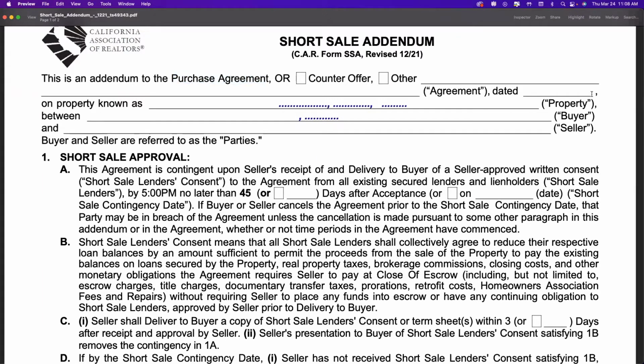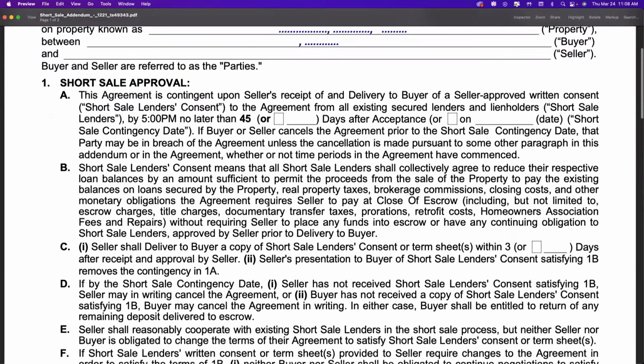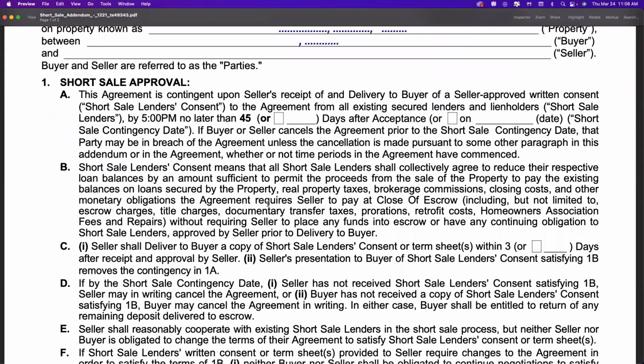The date of the purchase agreement should match the date that the purchase agreement was written, along with the property address and the buyer and seller's names. There's the top, right? This first section is going to talk about the short sale approval. This agreement is contingent upon seller's receipt of and delivery to buyer of a seller-approved written consent, the short sale lender's consent, to the agreement from all existing secured lenders and lien holders.